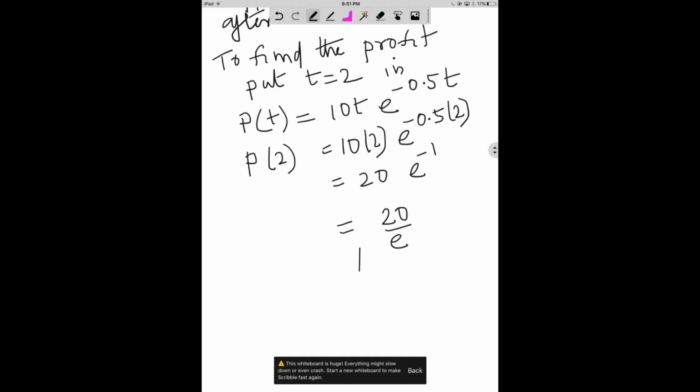The value of e is approximately 2.718. 20 by 2.718 is approximately equal to $7.36. $7.36 per share. So if you buy 100 shares, the profit is $736.